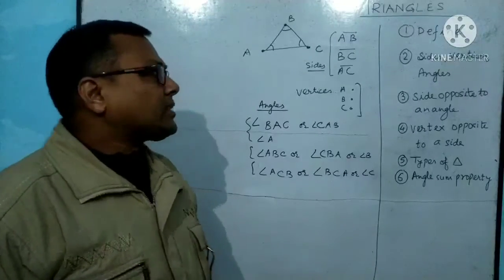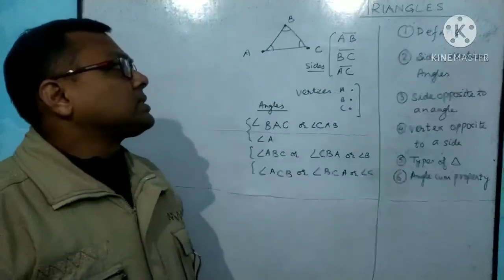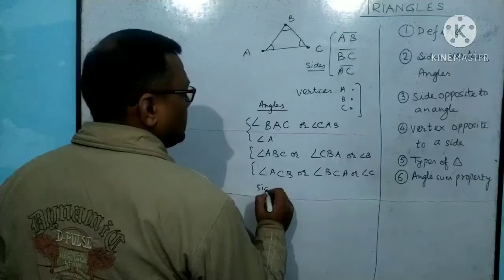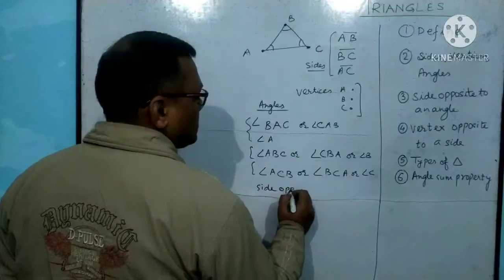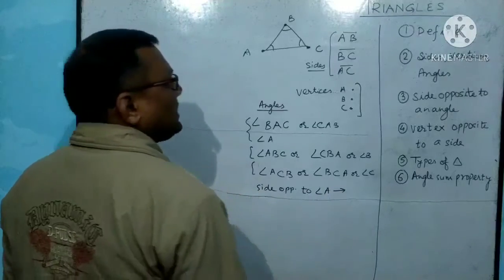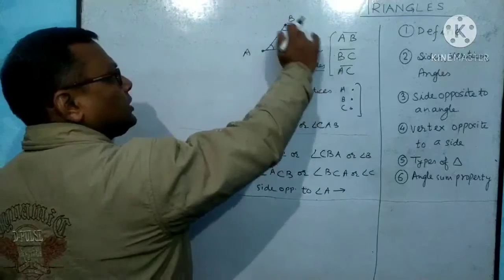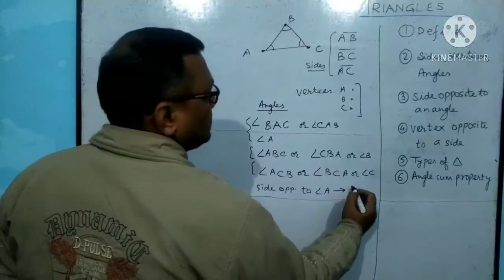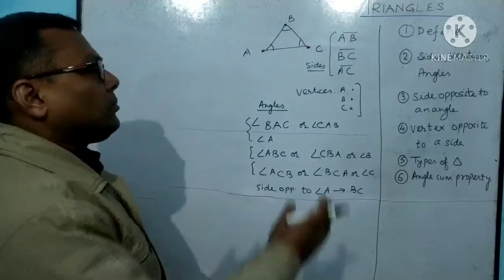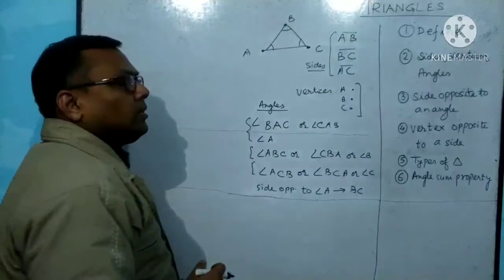Now I come to the next point, side opposite to an angle. Suppose I want to ask which side is opposite angle A. Side opposite to angle A. Which side is opposite angle A? Angle A is this, so side BC is opposite angle A. This side is BC. Similarly, I can say that angle A or point A is opposite the side BC.